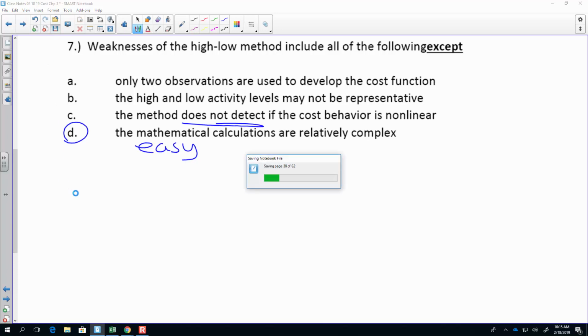Now, Michelle, you would have been right had this said, this method does detect nonlinear. And it can't because you only have 2 points. Now, a scatter graph could, right? It could plot the points and show a nonlinear curve or a non-straight line. Scatter graph could.